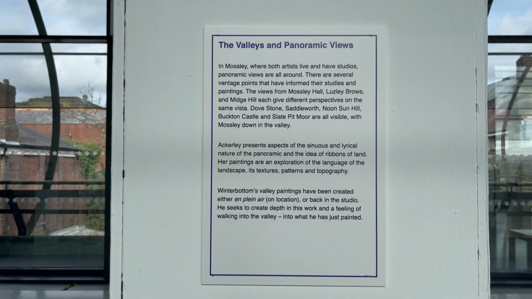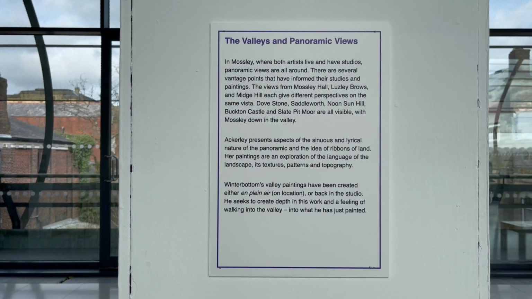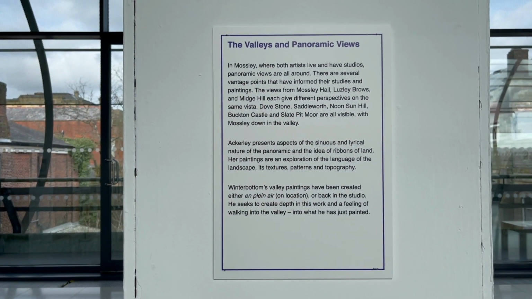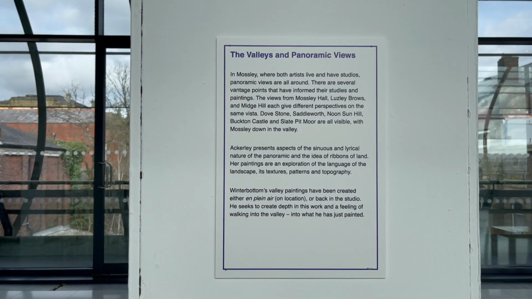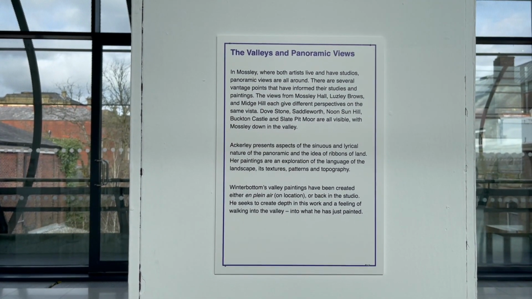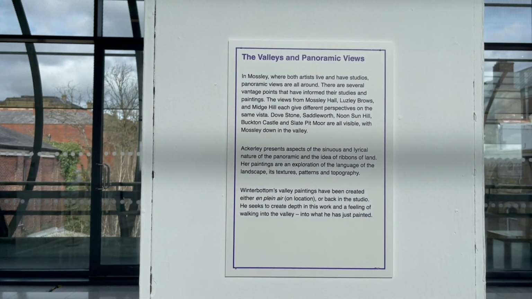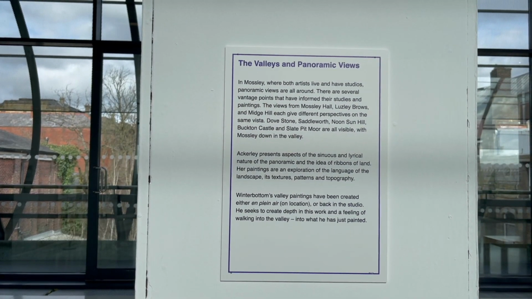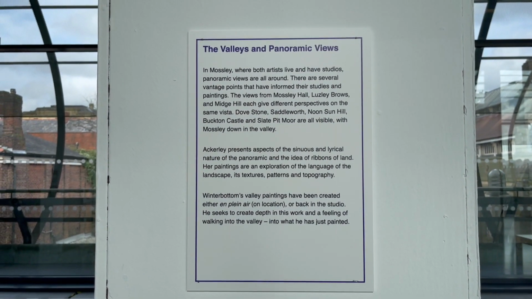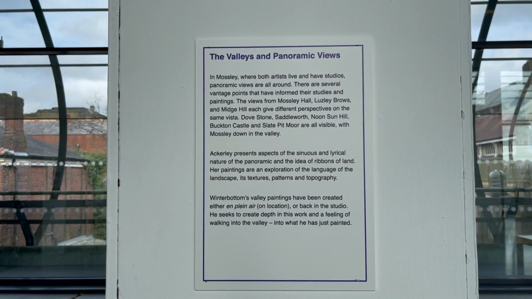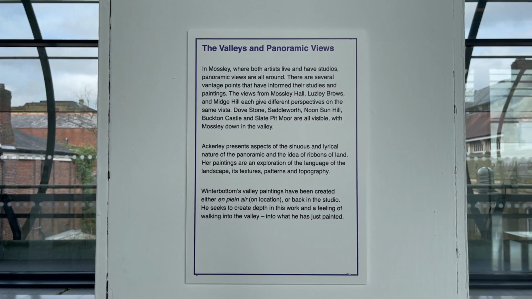What this is all about is explaining where we have done this work. Views from Mosley Hall, Loseley Brows and Midge Hill, for example, and the views across to the moors, the views of that massive panoramic, which is of Dudstones, of Saddleworth, of Noonsun Hill, Buckton Castle and Slate Pit Moor. Those of you that are familiar with my monthly mark making will know that that is the very view of those panoramics. It mentions here that I'm really interested in this whole sinuous and lyrical nature of the panoramic and the idea of those ribbons of land. That's what's explained on this sheet.